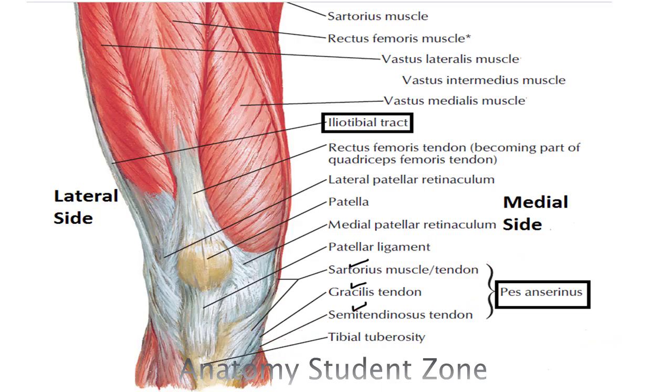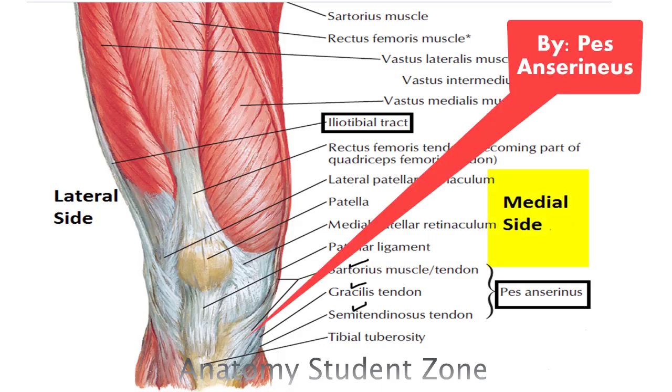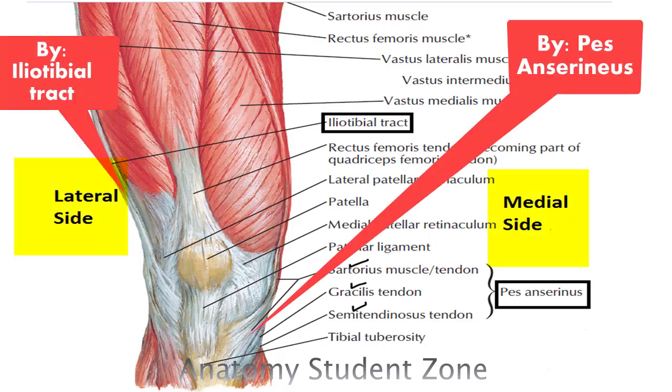And you already know that the lateral aspect of the knee is strengthened by the attachment of the gluteus maximus muscle and the tensor fasciae latae, and they both attach on the iliotibial tract. So the iliotibial tract was providing stability to the lateral aspect of the knee joint. So the knee joint is strengthened on the medial aspect by the pes anserinus and on the lateral aspect by means of the iliotibial tract. In this way, they provide stability to the knee joint.